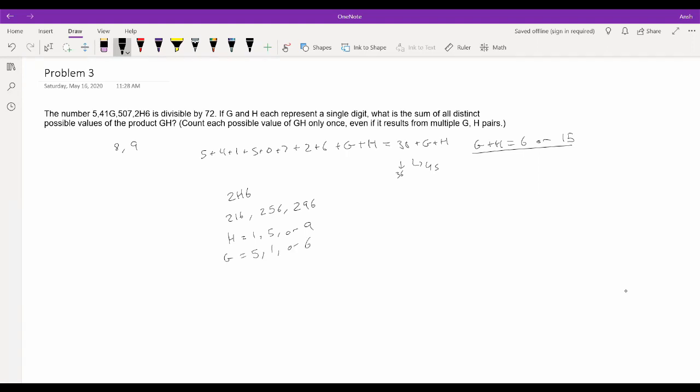As only one of these is ever possible since g itself is a digit, it can't be more than 9. So this means that we get 3 pairs: 5 and 1, 1 and 5, and 9 and 6. Since the first two pairs give the same product of g times h, 5, and the last one gives 54, we have to again carefully read what the problem was asking for to count each possible value only once, which means that our final answer is just 54 plus 5 equals 59.